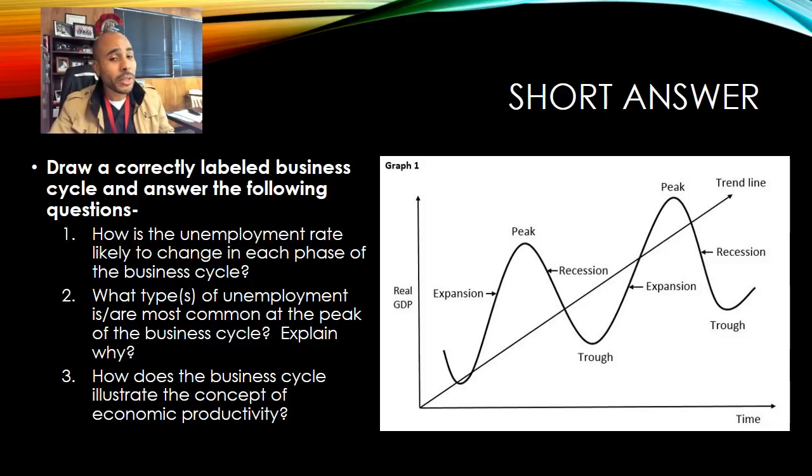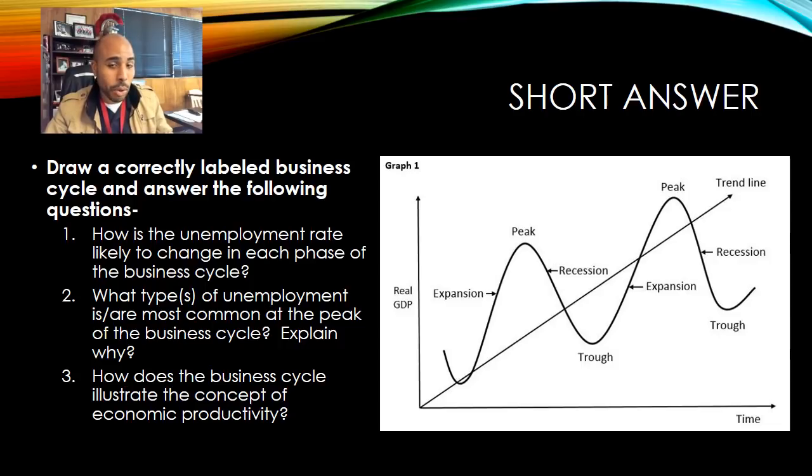Now, the other parts, I'm not going to directly tell you the answer to, but I bet you if you go back through this video one more time, you'll hear the answer to 1, 2, and 3, or on yours it's A, B, and C. So you draw your correctly labeled business cycle, just like you see here, and then you answer these questions. Number 1, how is the unemployment rate likely to change in each phase of the business cycle? What I'm asking for is, how does unemployment change in the expansion? What's happening to the unemployment rate when the economy is expanding?